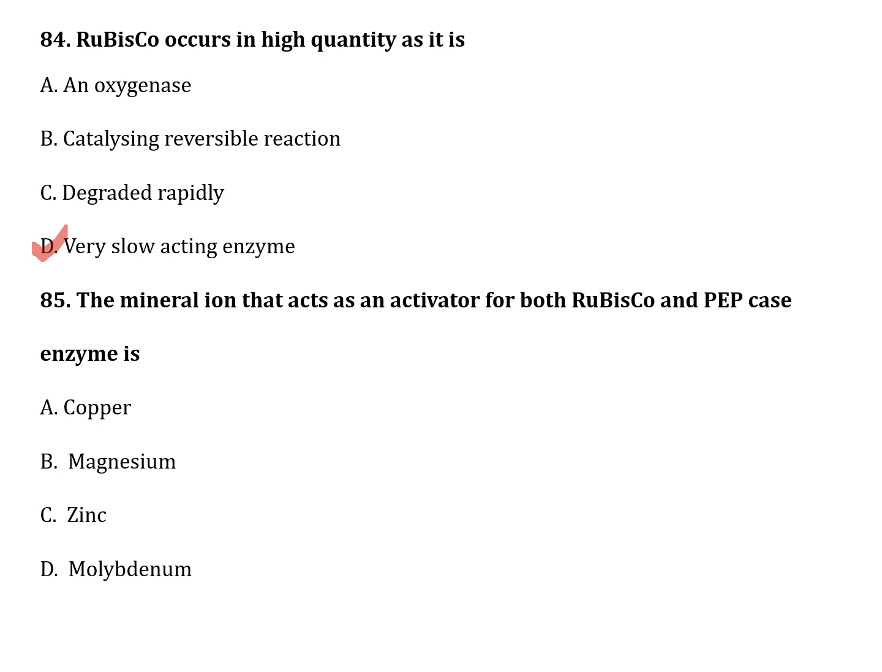The next question, number 85. The mineral ion that acts as an activator for both Rubisco and peptidase enzyme is: option A, copper; option B, magnesium; option C, zinc; option D, molybdenum. The correct answer is option B, magnesium.